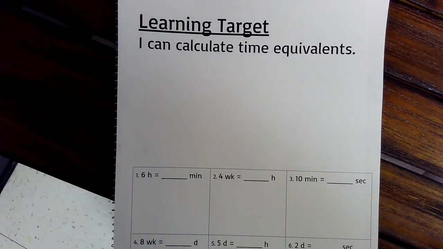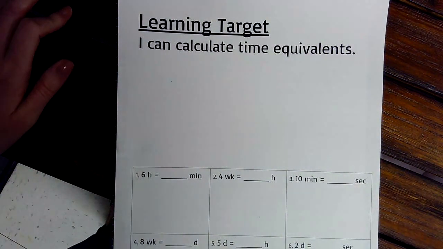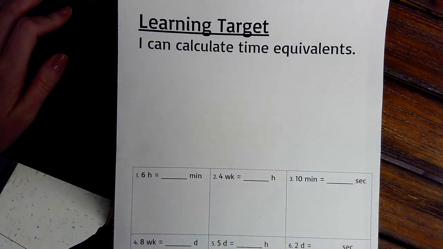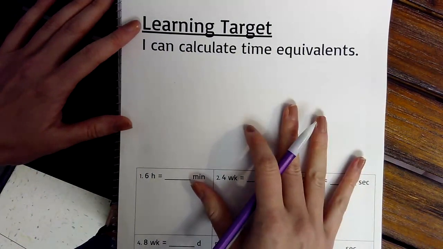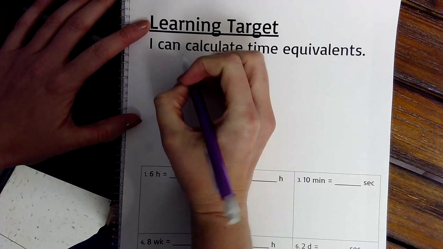Today we're on Unit 9, Lesson 8, and we're going to be learning all about time equivalents. So we're going to be talking about calculating time equivalents when we're given one, converting that into another. So for your notes, we're going to start with some equivalencies.